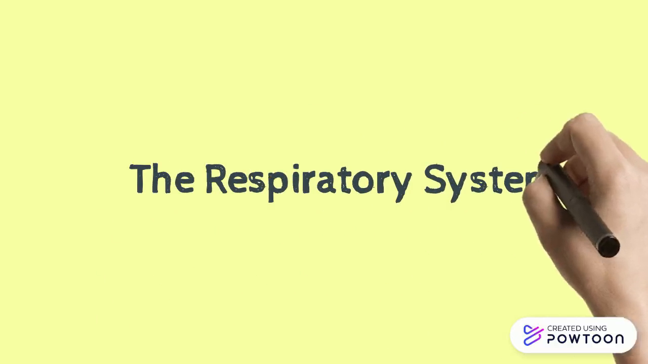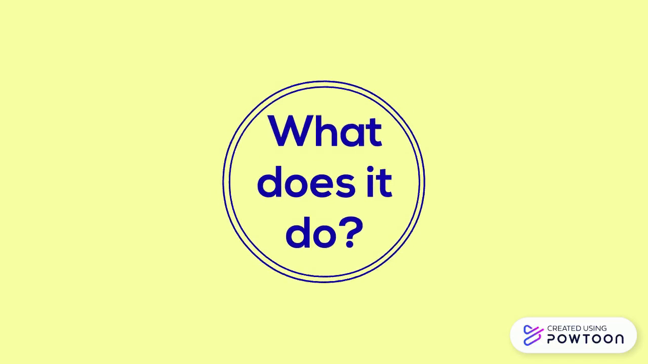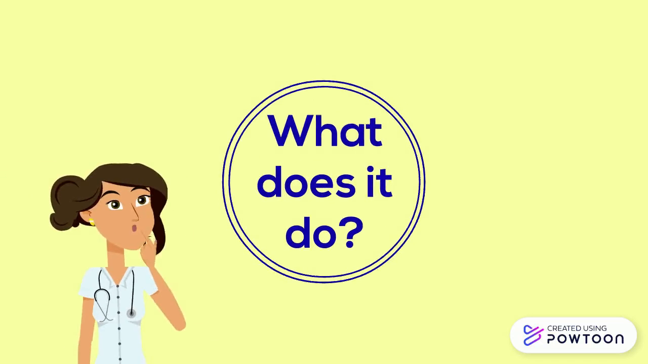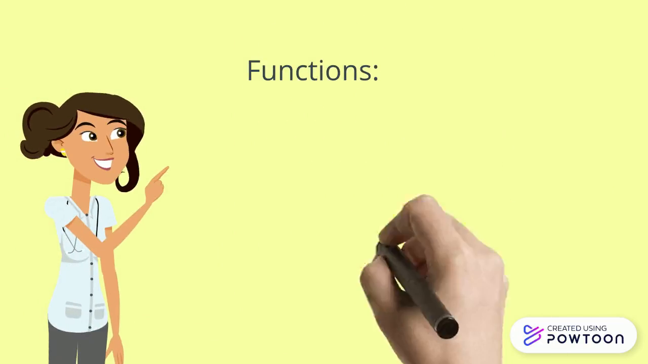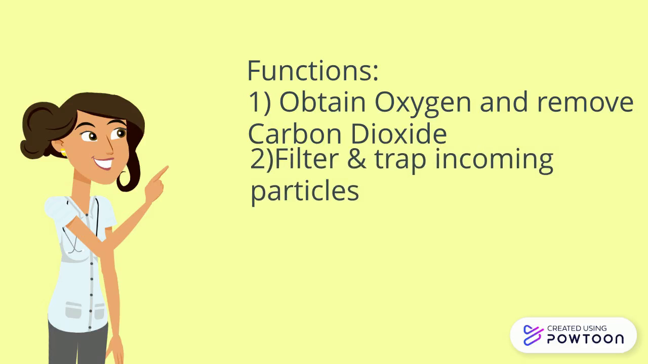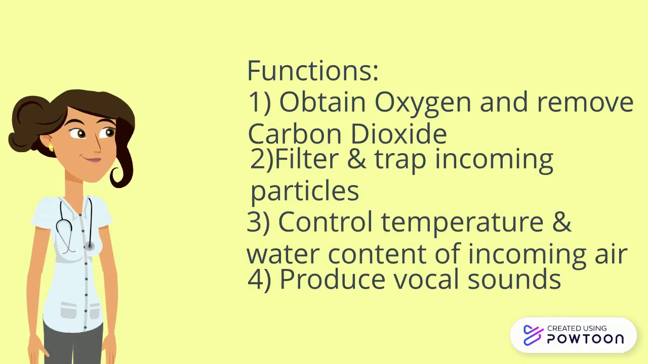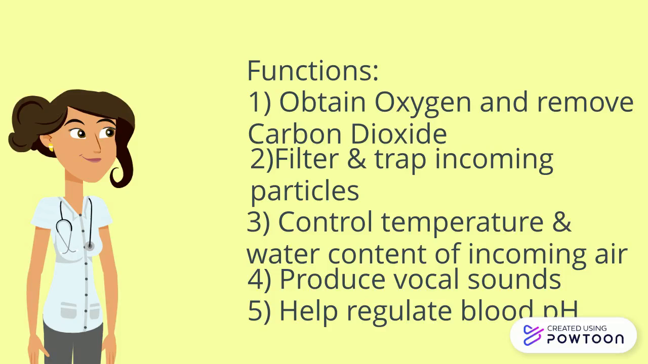Today, we will be looking at the respiratory system. The first question we'll answer is, what does the respiratory system do? The functions of the respiratory system are to obtain oxygen and remove carbon dioxide, filter and trap incoming particles, control the temperature and water content of incoming air, and produce vocal sounds, as well as help regulate blood pH.